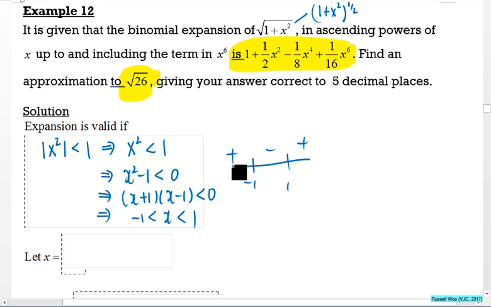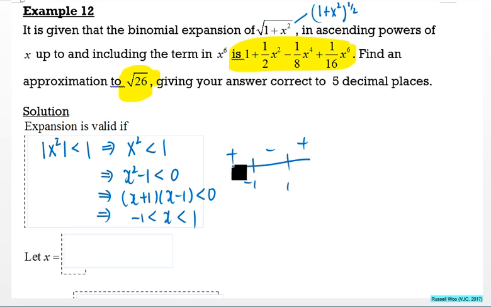Okay. Now, why do I want to do this? I want to just have a quick check. What are the values of x for which this expansion is valid? Then I can tell myself what are the appropriate values I can substitute to my left-hand side and right-hand side such that I can find the square root.